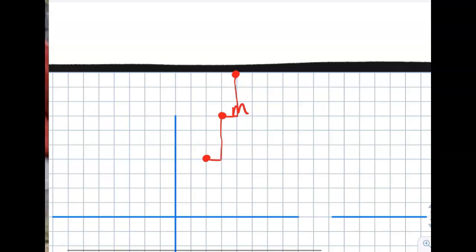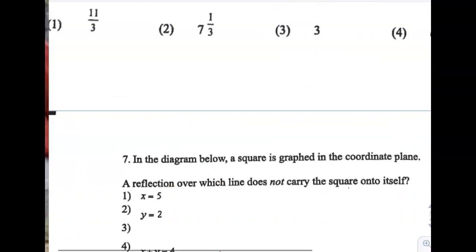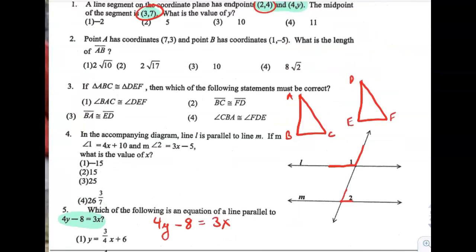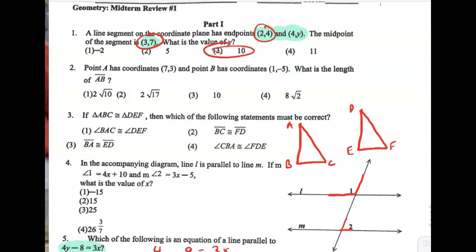So what does that put me at? 4, 10. So the other side must have been 4, 10.